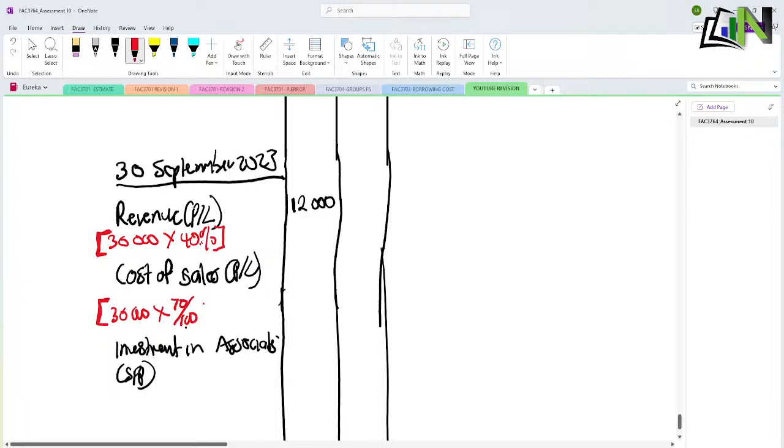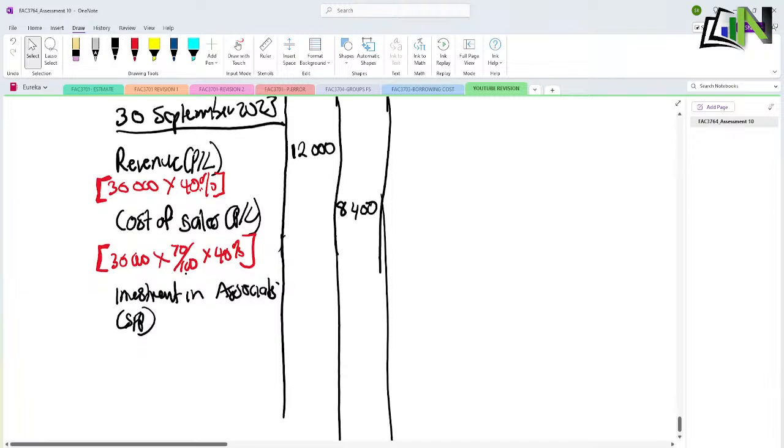Then don't forget your portion. You only have 40%. Whatever you do must be limited to the portion that you have in this business. So 30,000 times 70 divided by 100 gives us the cost of sales. Then multiply by 40%, which is your interest. So my cost of sales is going to be 8,400.